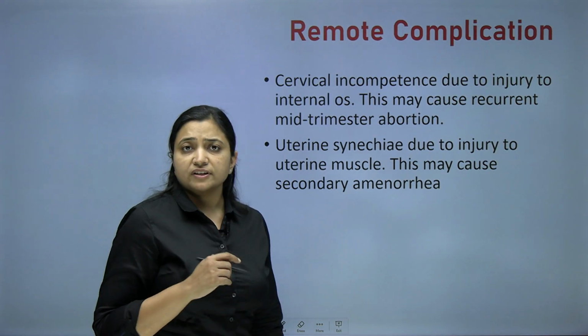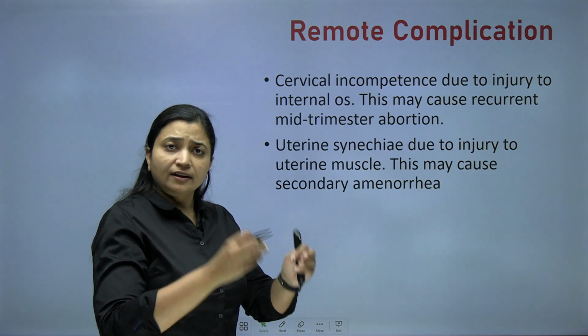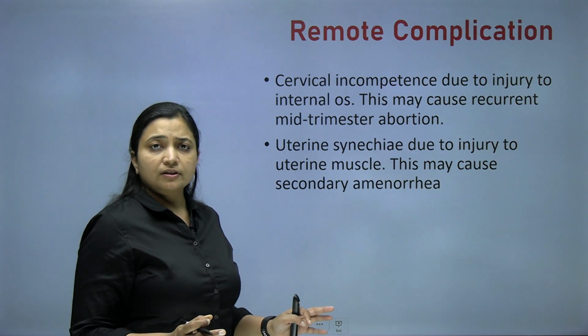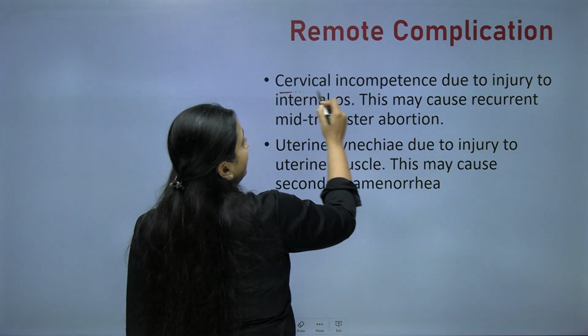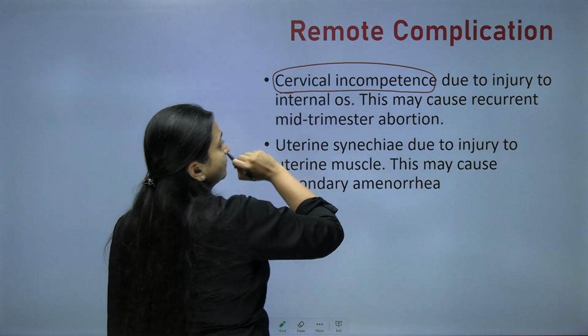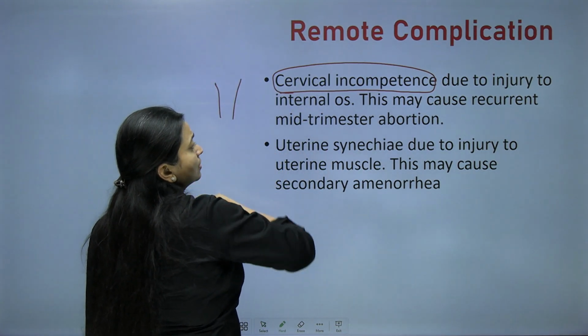Remote complications. Those were the immediate complications that will happen there and then on the table. But once you are done with the procedure, remotely you may find some complications. What are they? Cervical incompetence. That means the cervix becomes loose.